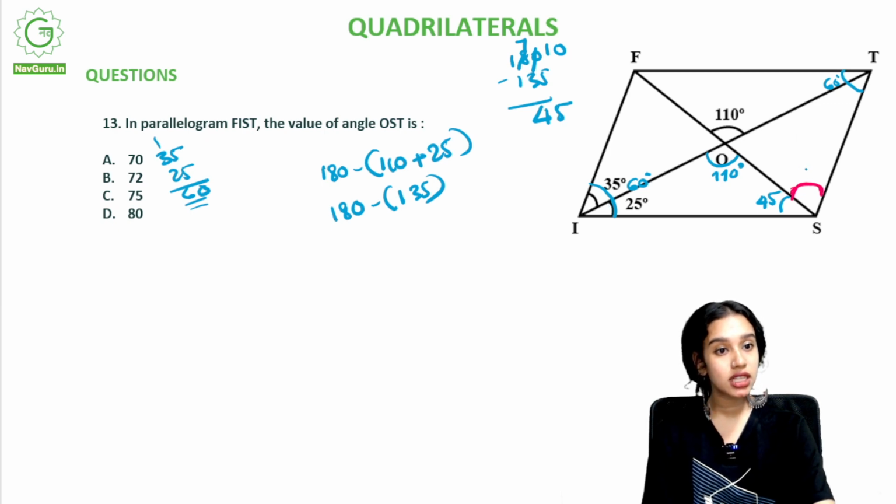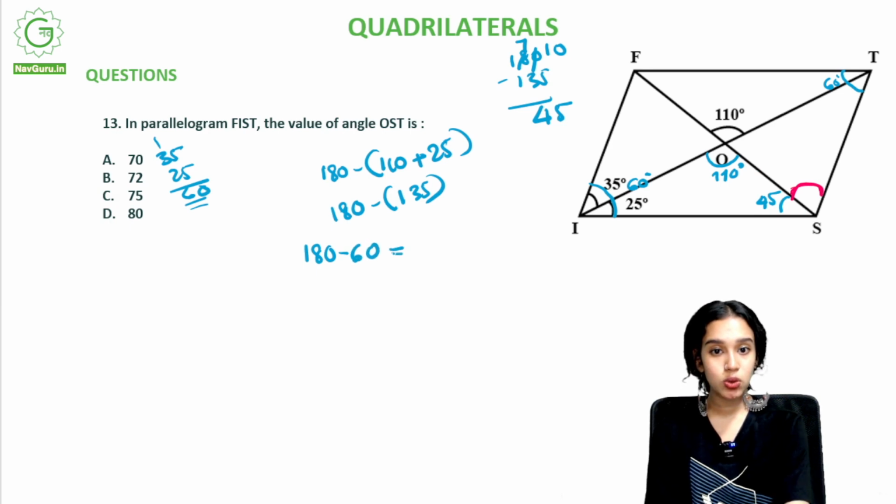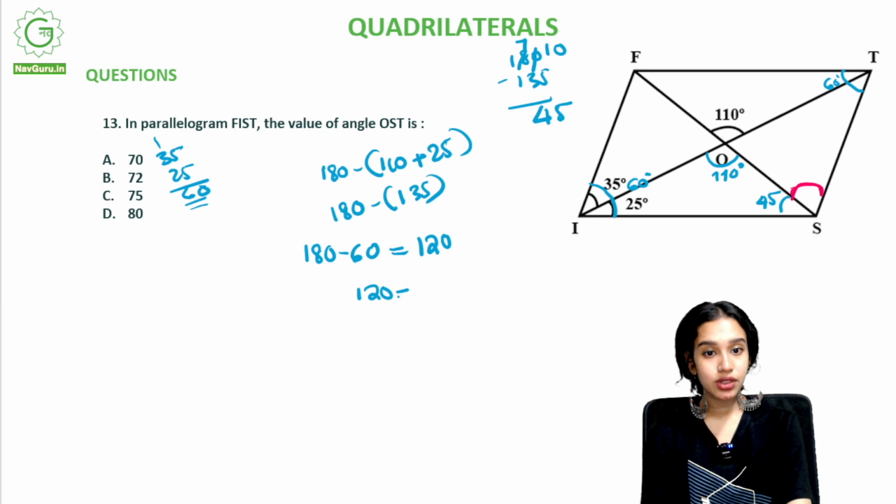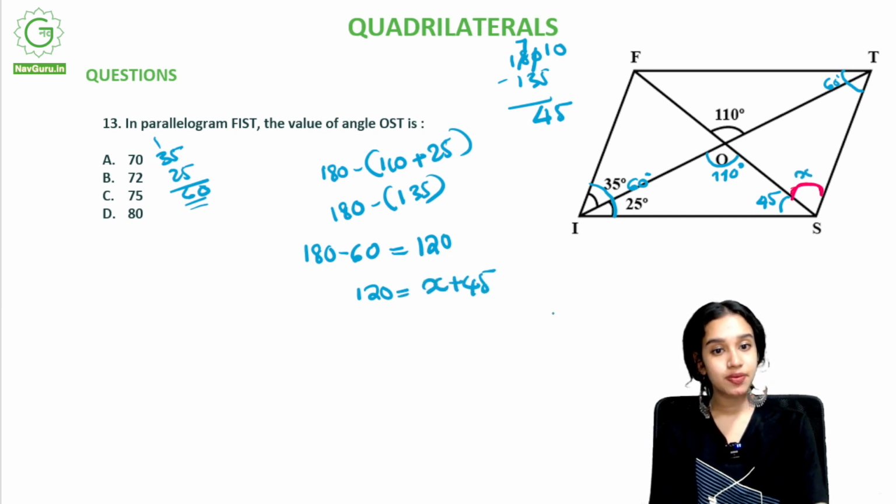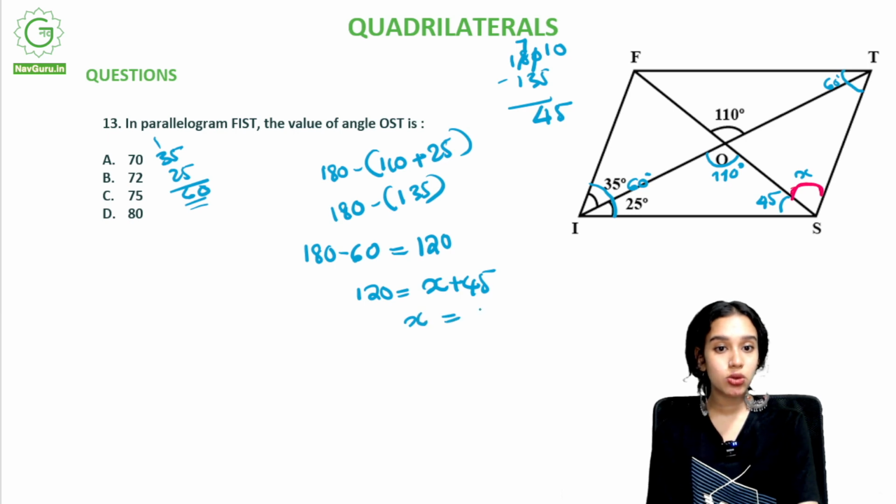What does this mean? This angle should be equal to 180 minus 60, right? So this angle is 180 minus 60, which is equal to 120. So 120 is equal to x plus 45. Let's call this angle x, right? So x is equal to 120 minus 45, right?